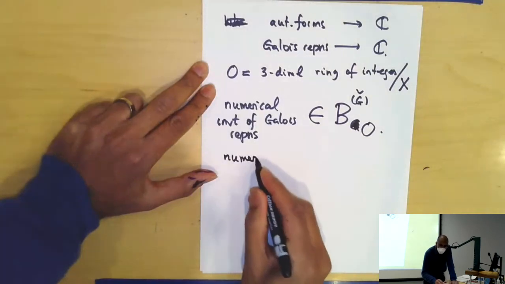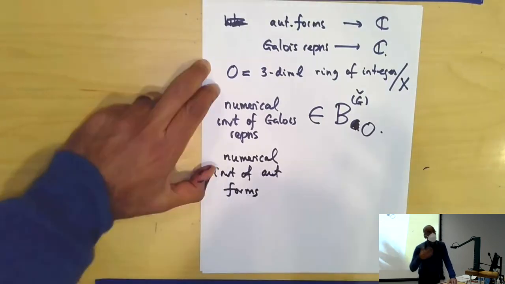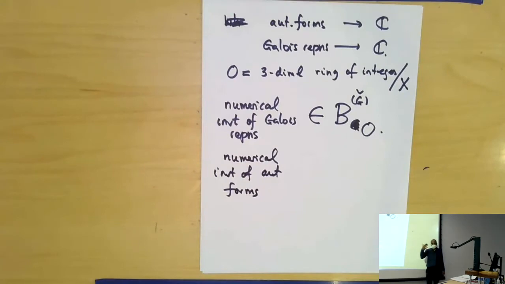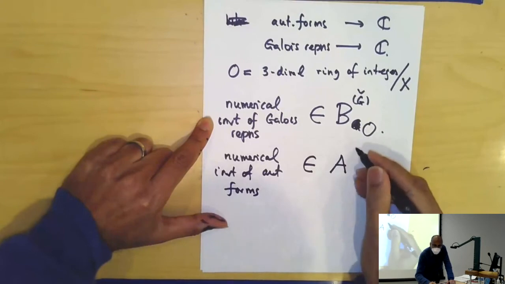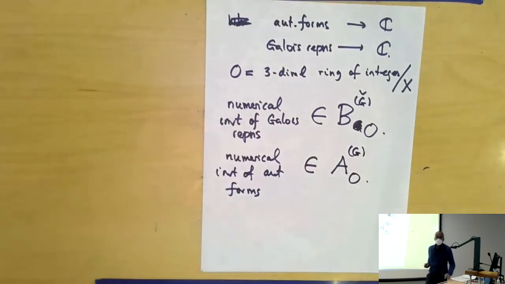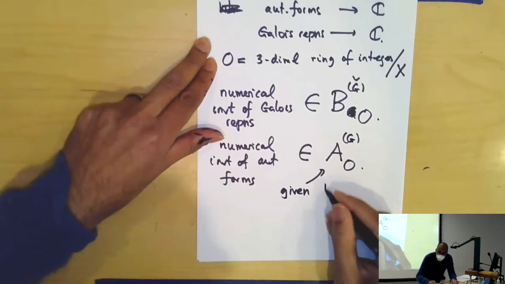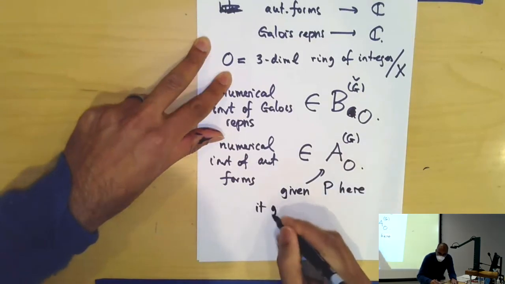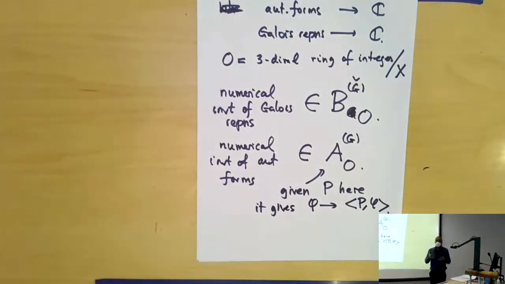If we're looking for a numerical invariant of automorphic forms, where should that live? Again, this is meant to be something that assigns to every eigenform a number. So in other words, I have a basis and a number for each element of that basis. So I can think of that as an element of the dual space. Because I'm dealing with a space like L2, I'm not going to distinguish between the space and its dual. So its numerical invariants live here. Okay, so just to be explicit, given an automorphic function P, you take any eigenform and you just take the inner product with P. That's how it gives an invariant of each Hecke eigenform.